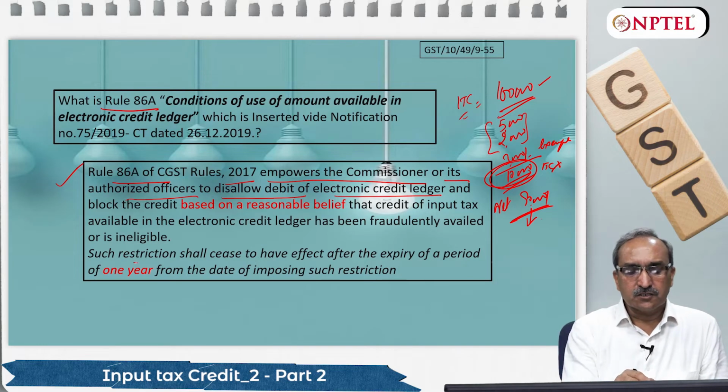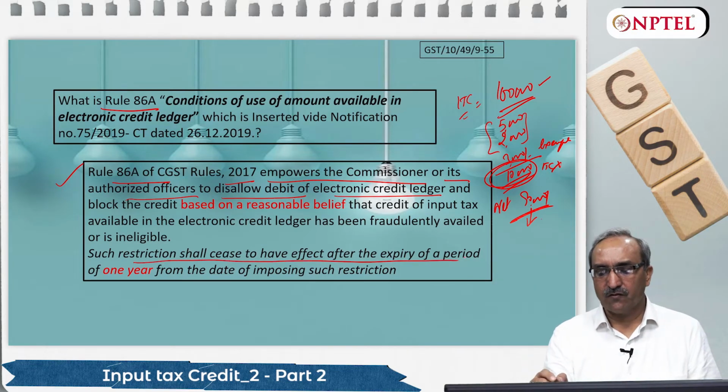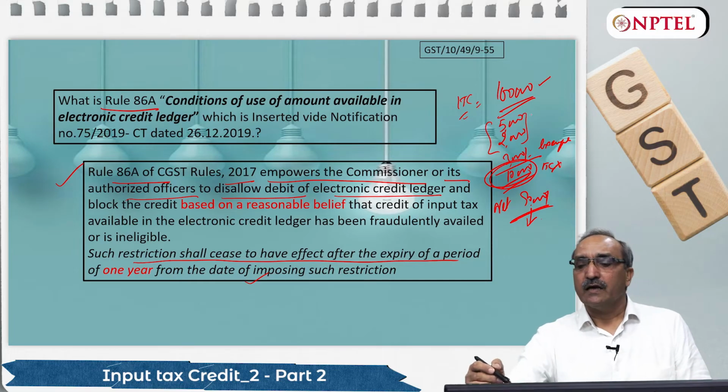Such restriction shall cease to have effect after expiry of 1 year, which means they can seize your account, block your account, block the transactions in your credit ledger for up to 1 year. They have powers if they find that some fraudulent activities are going on in your business.